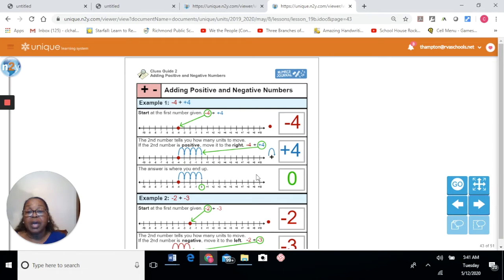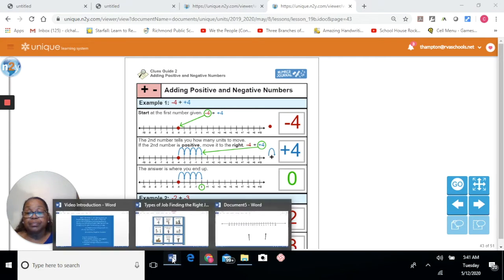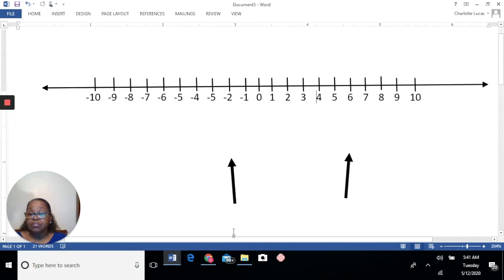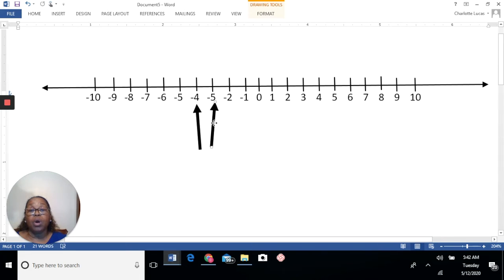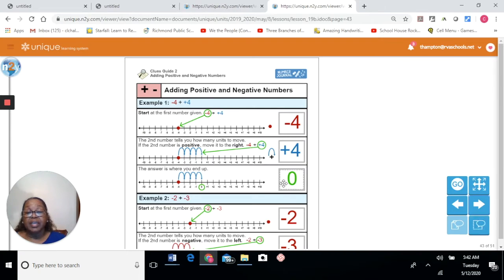Now, this number line is a little bit busy. I want to move us to a different number line, but let's get the examples first. We have a -4 plus a +4. So our -4 is right here, and we want to add a +4. So if I add a +4, it would be 1, 2, 3, 4. And the answer will be 0. Let's see if we got the right answer. Yes, the answer will be 0.